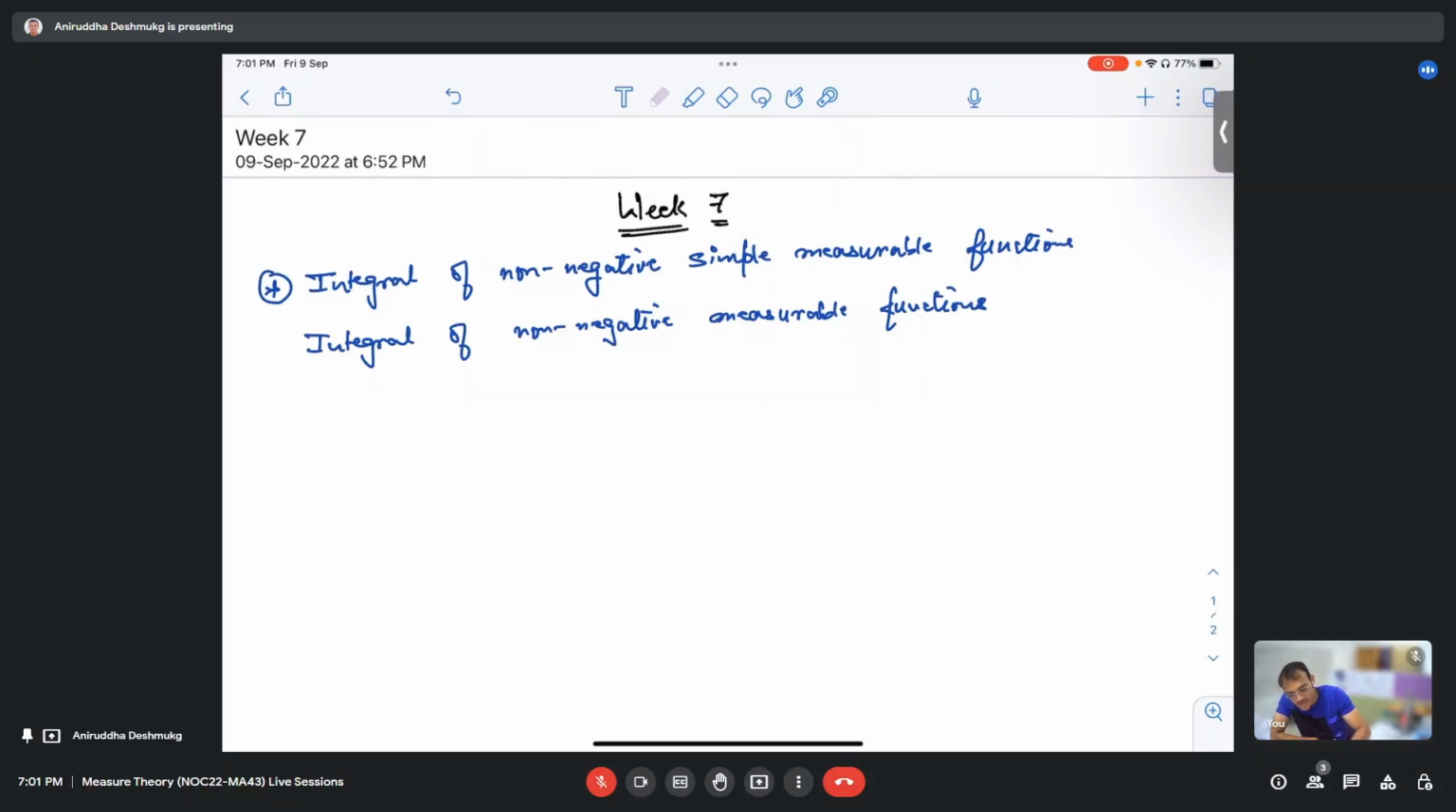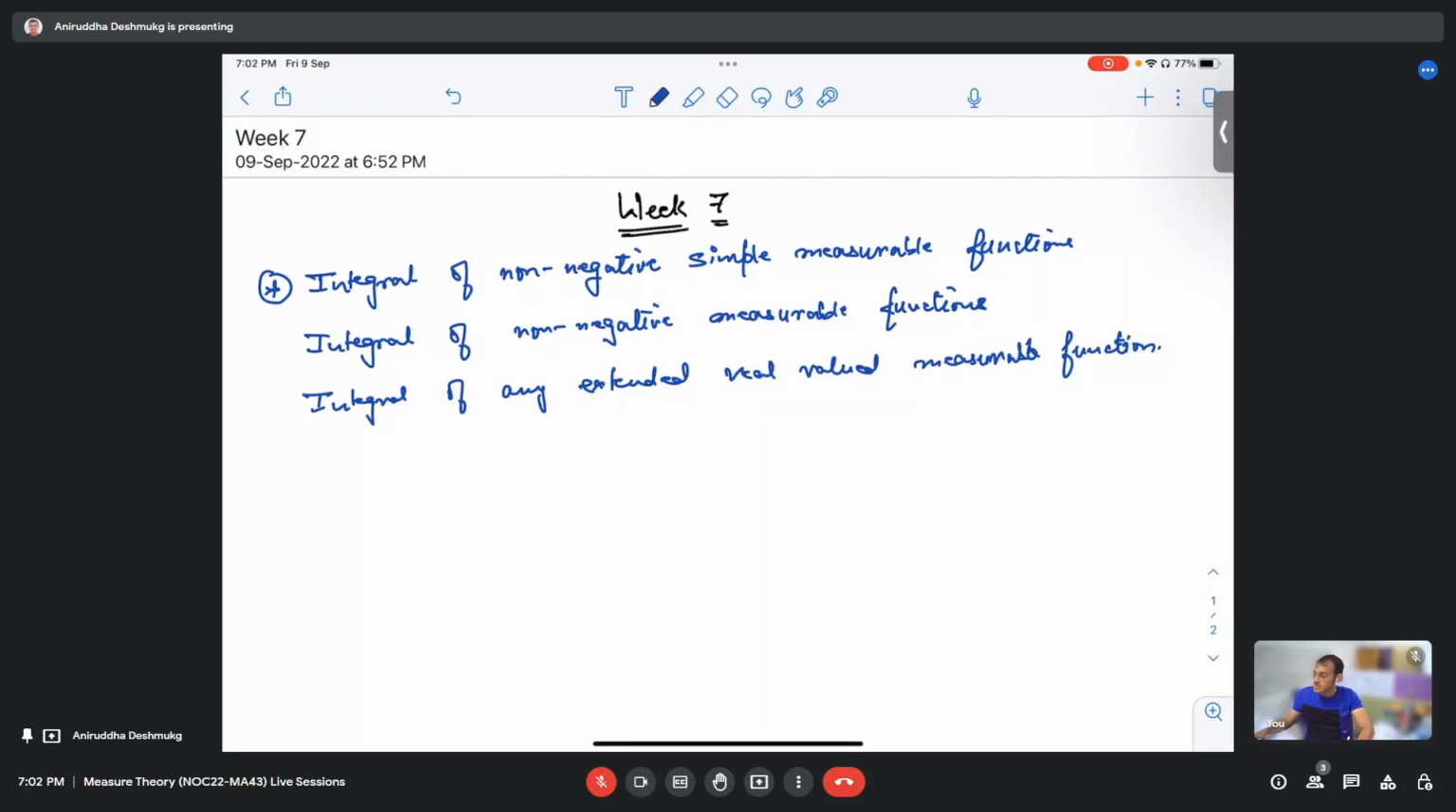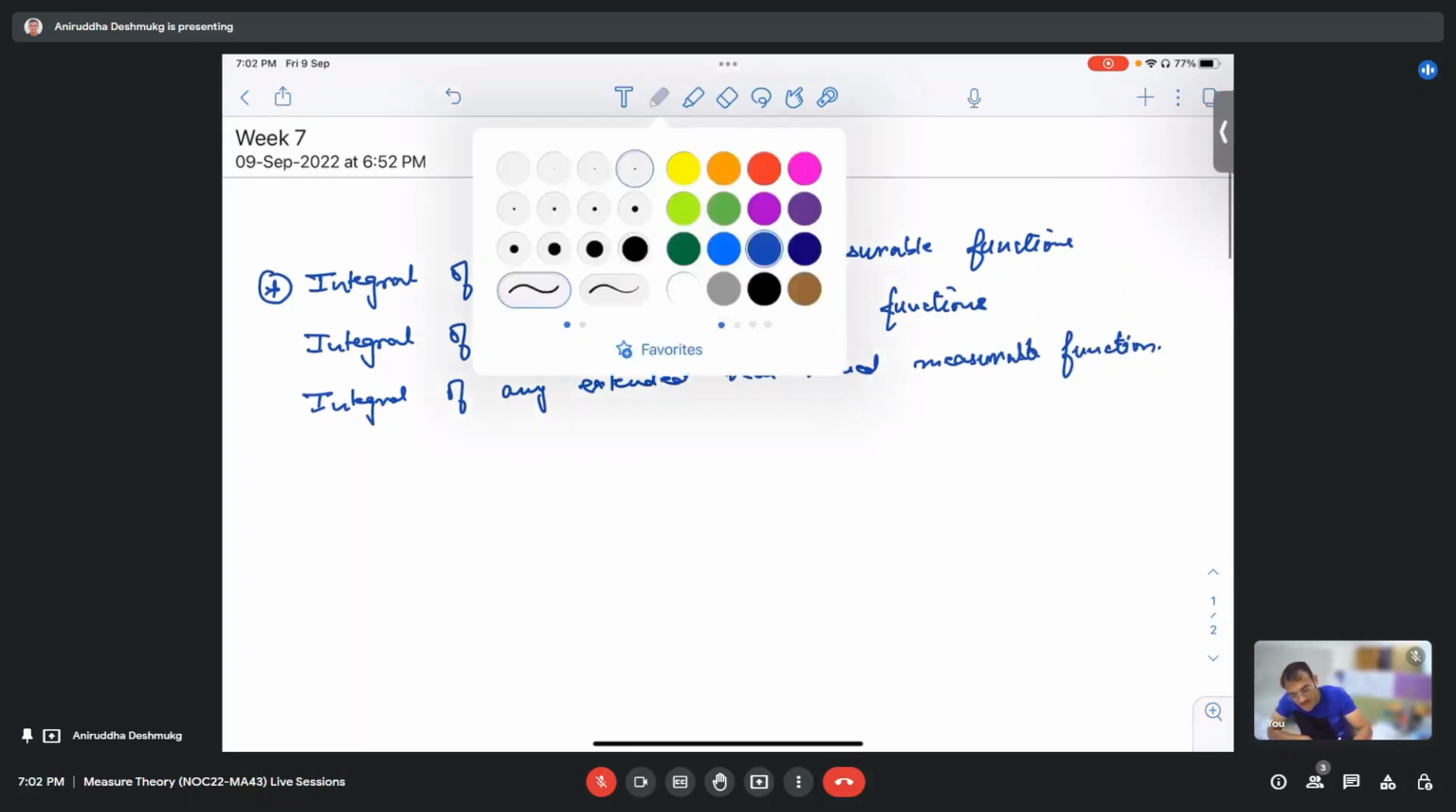In fact, towards the end, we have also seen how to define the integral of any measurable function by using the positive and the non-positive part. So we have seen the integral of any extended real valued measurable function. Okay. So I'll just mention how we define it.